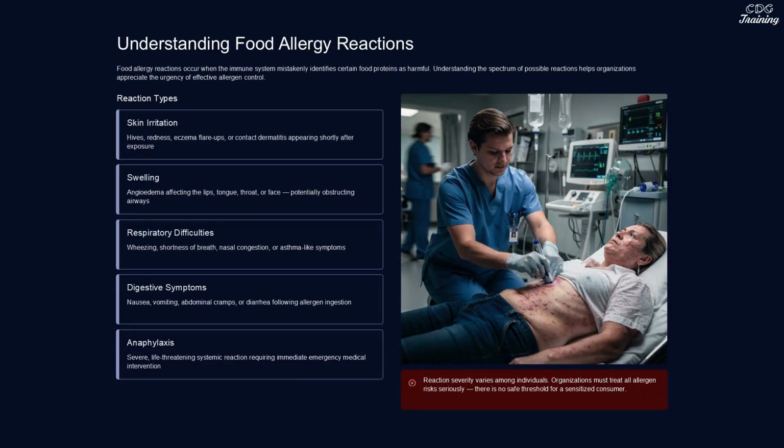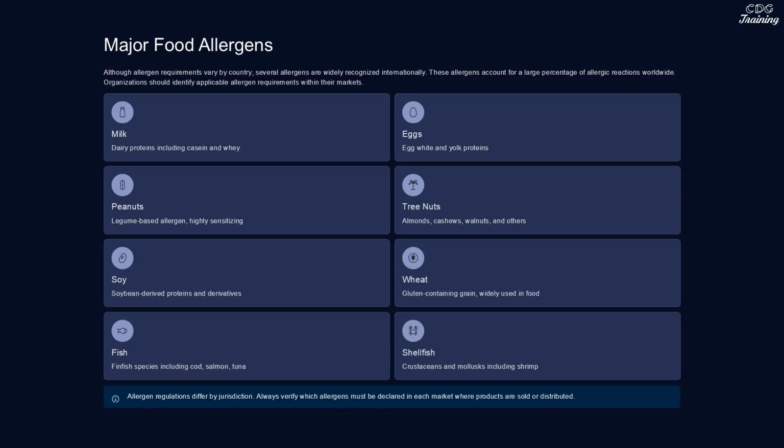Recognizing food allergy reactions helps organizations manage risks effectively. From skin irritation to anaphylaxis, understanding these reactions is crucial. Major food allergens like milk, eggs, and peanuts are widely recognized. Organizations must declare these allergens to ensure consumer safety.